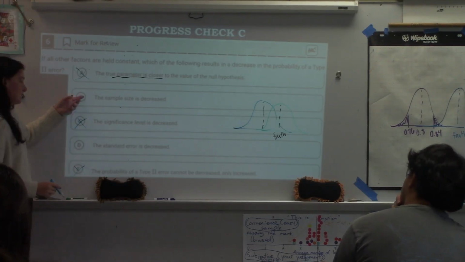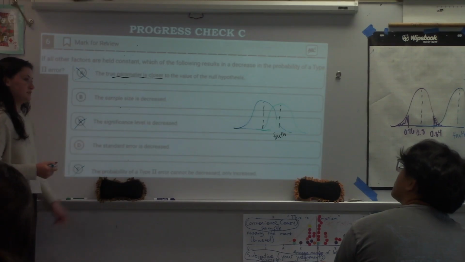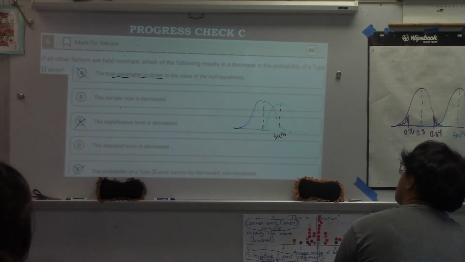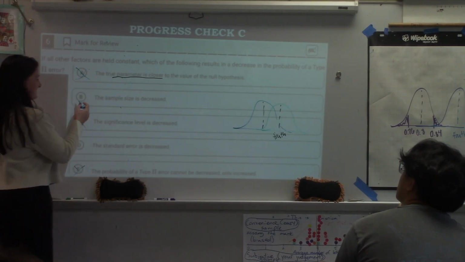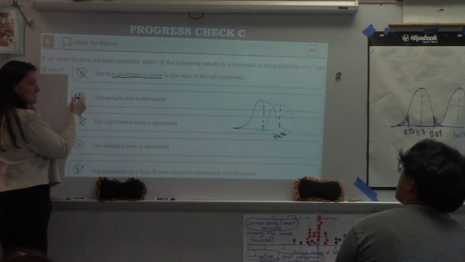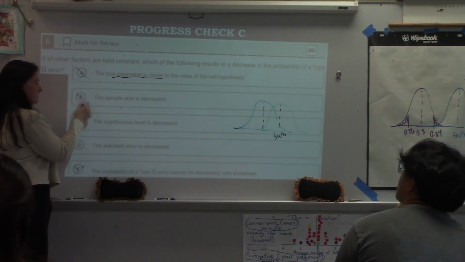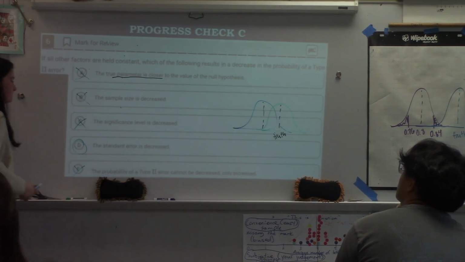So now we're stuck between sample size is decreased and standard error is decreased. Why not B? Because increasing sample size would reduce the spread. Right, so now we're left with D. I don't understand why it's not B.